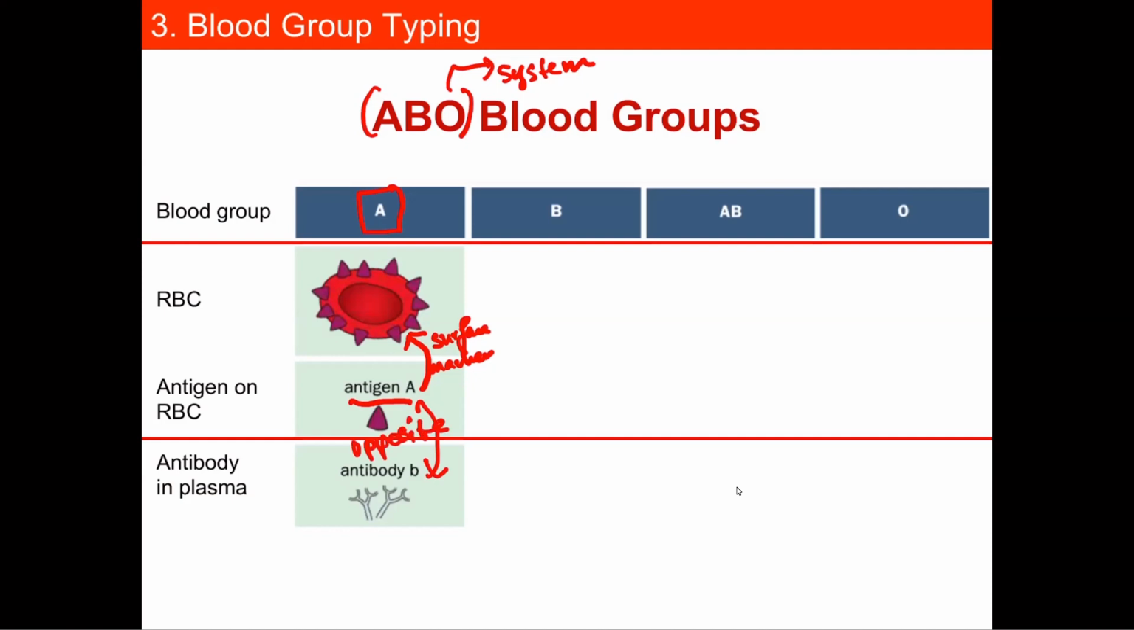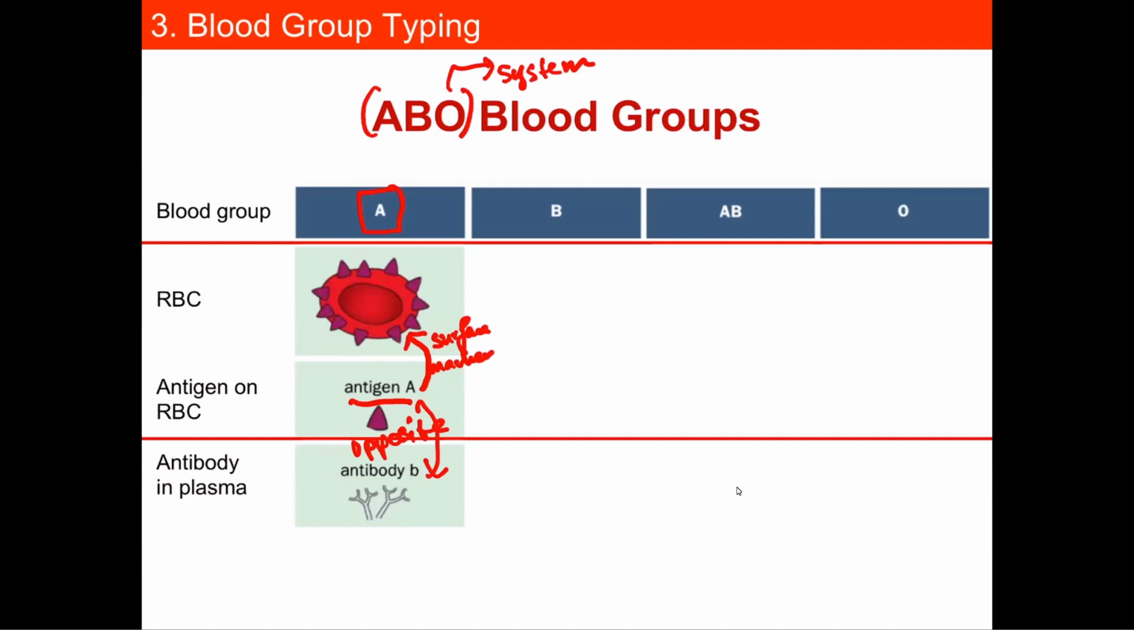It is antibody B. Now again, I'm not going to go through yet why we have the antibodies there, and why the antibody is opposite from the antigen. You must be thinking, I am blood group A, how come I don't have antibody A? So this one, we will just keep it there first, and I'll explain later.